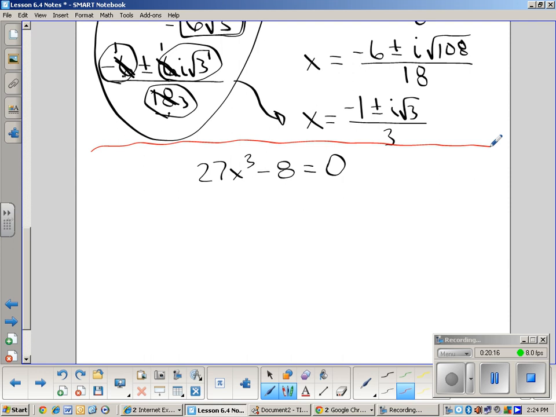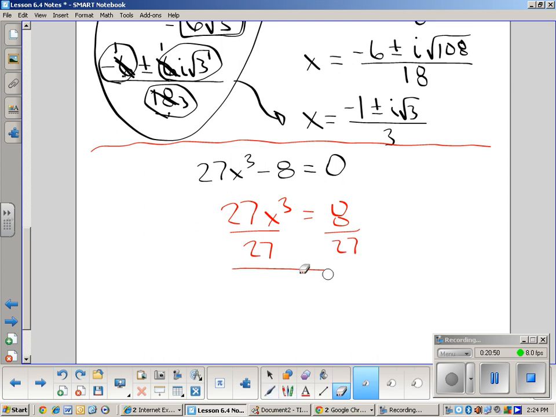The wrong way would be look at this and say, oh, Connor, what should I do first? Add 8 to both sides. Brett, what do you think I should do next? Divide by 27. Divide both sides by 27. Oops, sorry. Seriously? Was not this line the last thing I drew? It was. I can't believe it didn't undo that. Anyway. So I get x cubed equals 8 over 27.